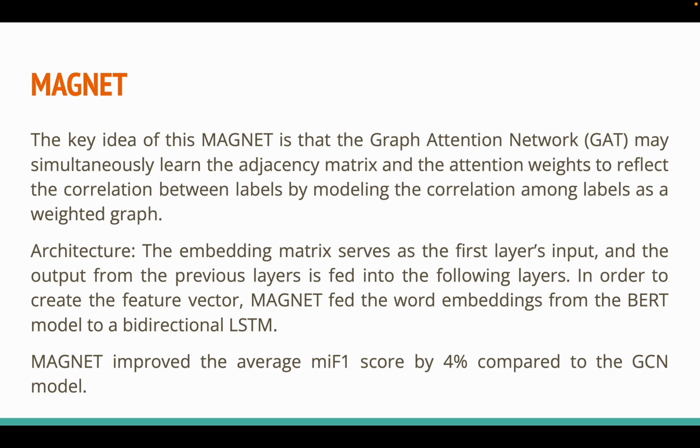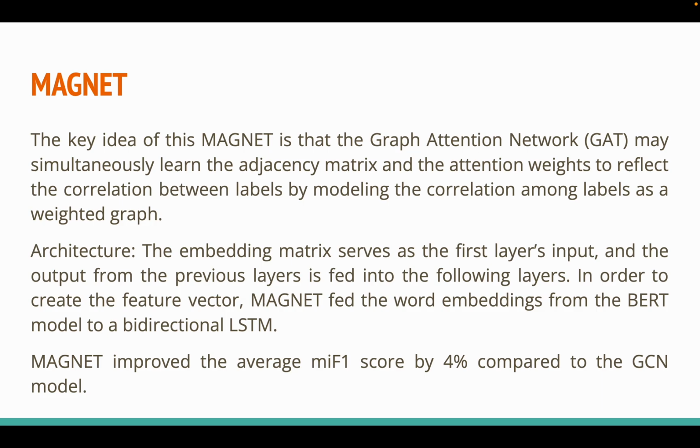Coming to the next model, magnet. Magnet is a graph attention network, GAT, which may simultaneously learn the adjacency matrix and the attention weights to reflect the correlationship between labels by modeling the correlationship among labels as a weighted graph. None of the previous models considered the correlationship between labels.